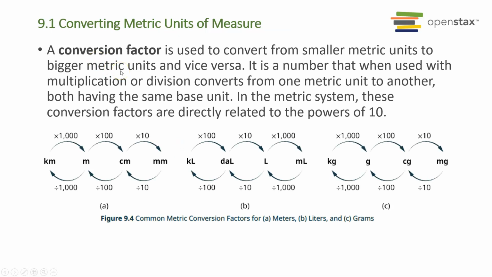So how do we convert between those? We have something called conversion factors, and those are used to convert from smaller metric units to larger metric units and vice versa. It's a number that, when used with multiplication or division, converts from one metric unit to another, both having the same base unit. So we only convert from kilograms to grams or grams to milligrams, and so forth. In the metric system, those conversion factors are directly related to the powers of 10, which is really nice. Everything is base 10 in the metric system.